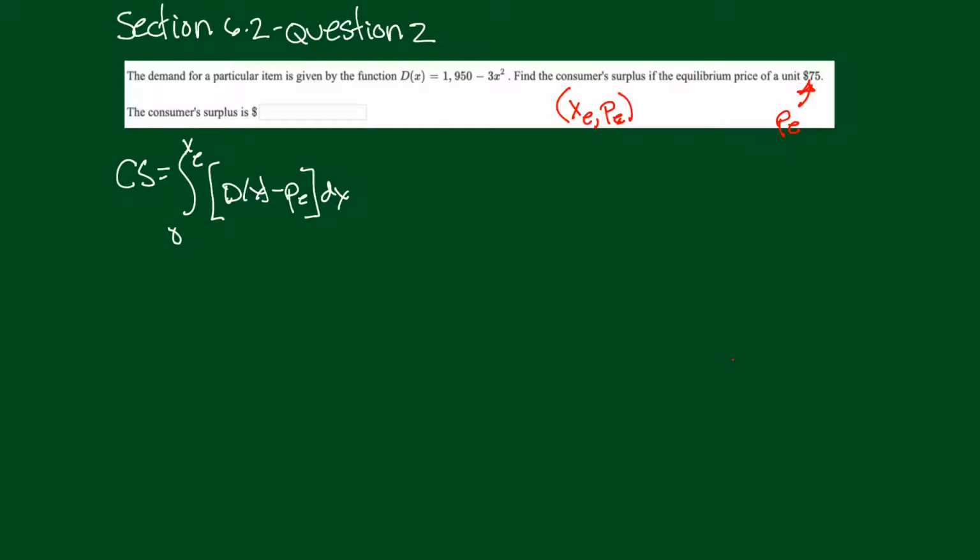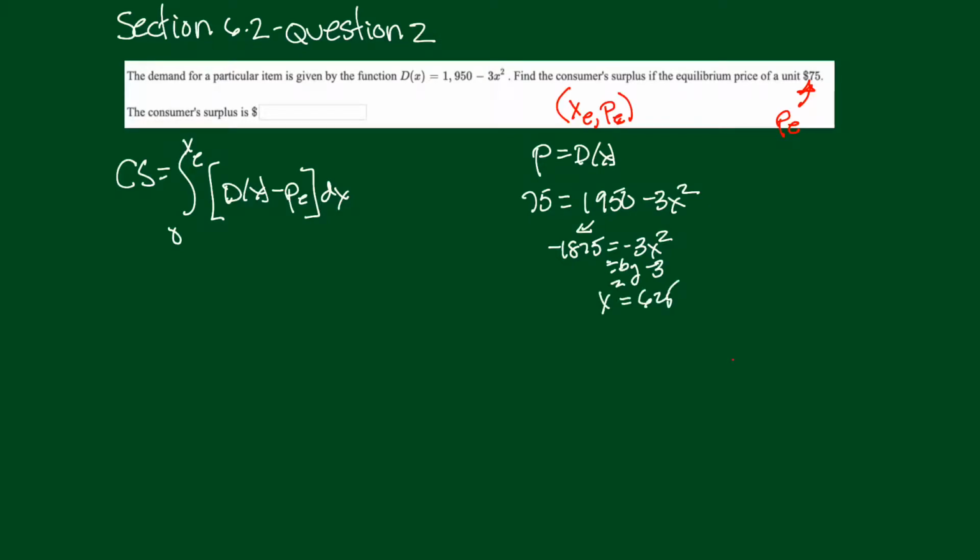We're given the price is $75, and the price depends on the demand, which is a function of x. Now the price is 75, our demand function is 1950 minus 3x squared. All right, so we need to solve this equation here. So let's subtract that 1950, and if we do that, we're going to get negative 1875. That's equal to negative 3x squared. Let's divide by that negative 3. Okay, that gives us that x squared is 625.